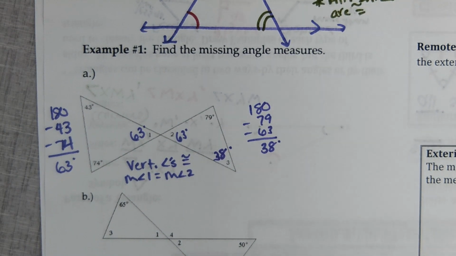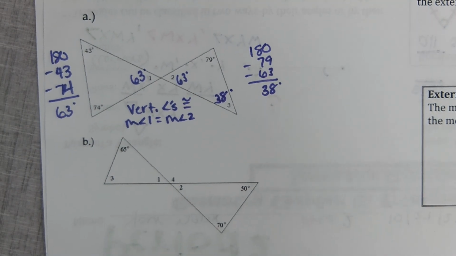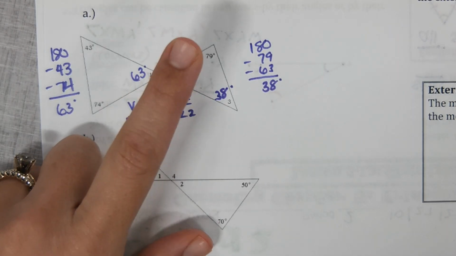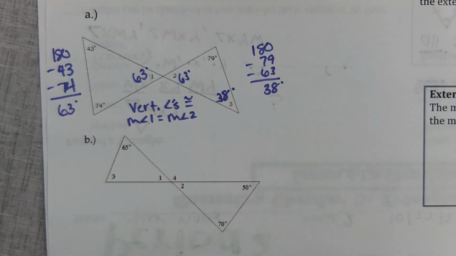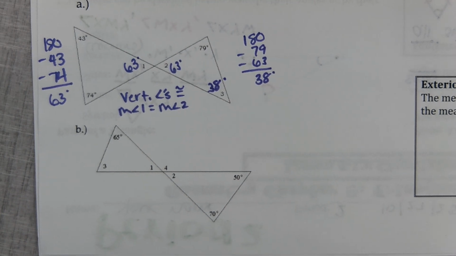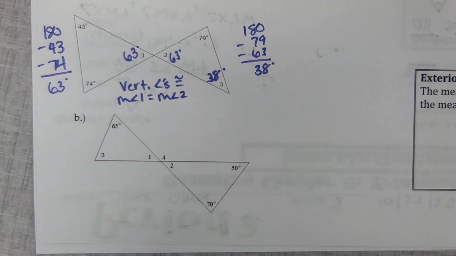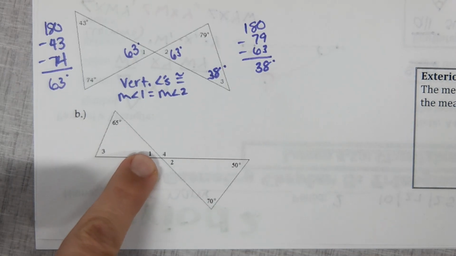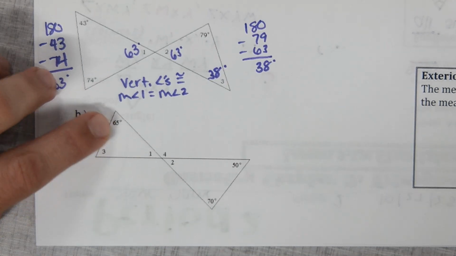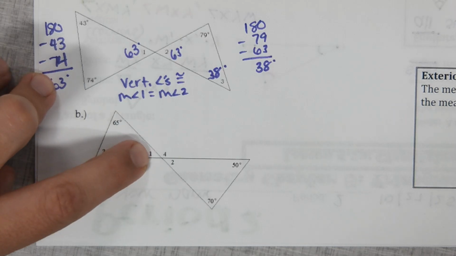So in that one, we went in order. We found measure of angle 1, then measure of angle 2, measure of angle 3. You can't always go in order. It just depends on what they give you, and you figure it out from there. So for example, with B, I can't figure out measure of angle 1 right now because I don't have two angles of this triangle to figure out measure of angle 1.